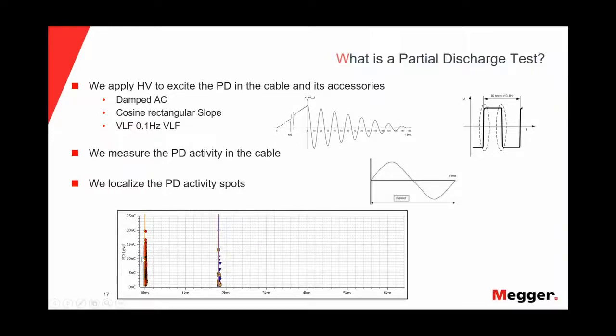As we can see in the graphic at the bottom of the slide, we have a cable of close to 6.5 kilometers, and we can see partial discharge in phase A up to 20 nanocoulombs at the beginning of phase A, and in phases B and C, we can see close to 2 kilometers partial discharge in a joint. Okay, so this is the idea of partial discharge. Not only measure the level of the PD activity, we also want to localize the PD activity spots.